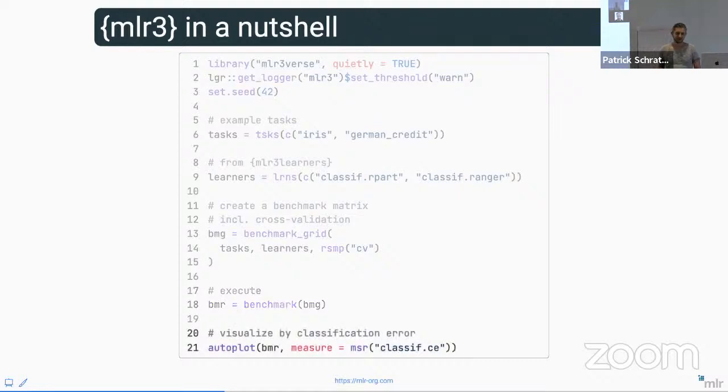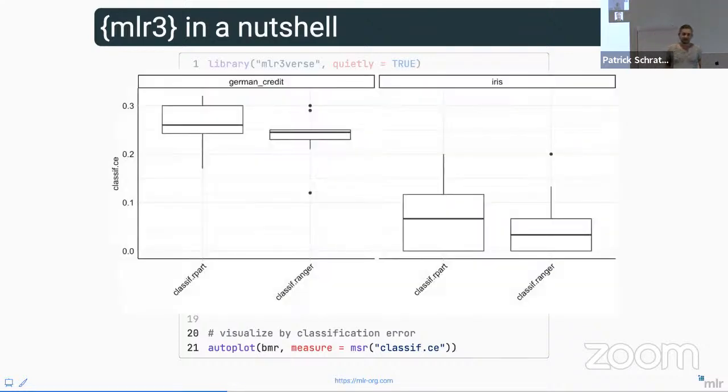Execute. And then we ask, how did that go? So we do an autoplot, and autoplot is a ggplot2 S3 generic for this object class here. Then we evaluate this using the classification error measure. And this is what we get. We see a box plot faceted by the task that we use, and we see how each learner did in this classification, in this resampling. So this is, in a nutshell, how you do a benchmark.